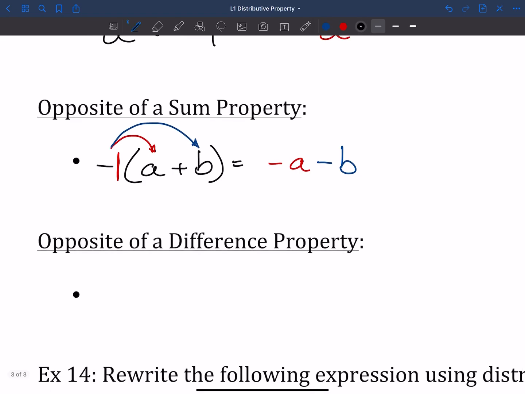The same thing is pretty much true for the opposite of a difference property, right? If I have the opposite, or the negative of A minus B in parentheses, it's going to flip all of the signs to their opposites, right? So that A was positive on the inside, right? It didn't have anything out in front of it, so we think of it as positive. It's going to become -A. As for the B was negative, we're going to change that into positive B, right? The sign is flipping to its opposite.